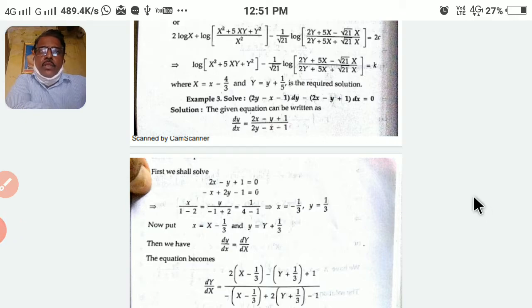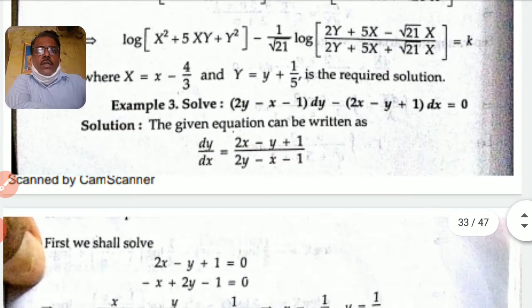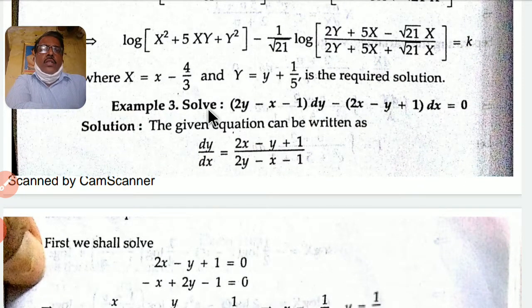Today we see another method of solving a non-homogeneous differential equation. Okay, so now see this one is a problem. Solve (2y - x - 1) dy - (2x - y + 1) dx = 0. Okay, now in this case first we have to find dy by dx.